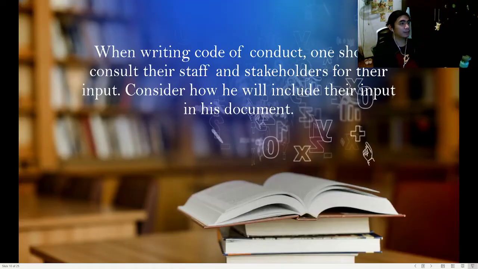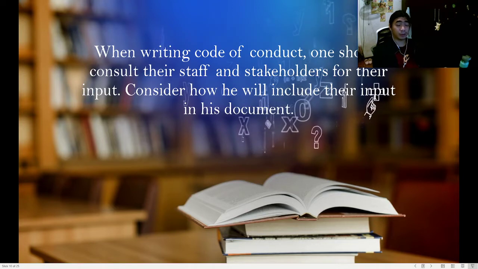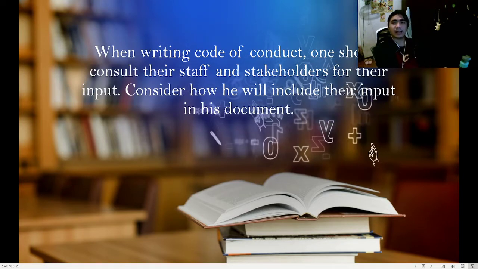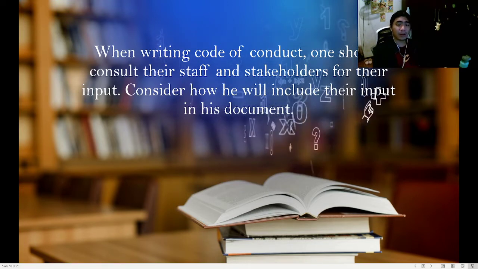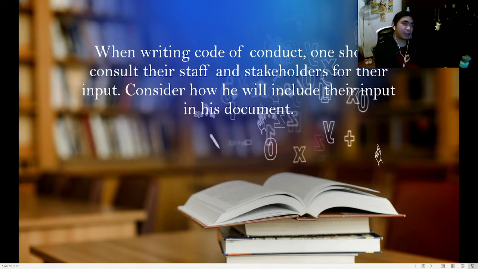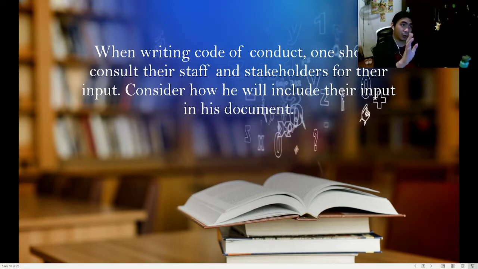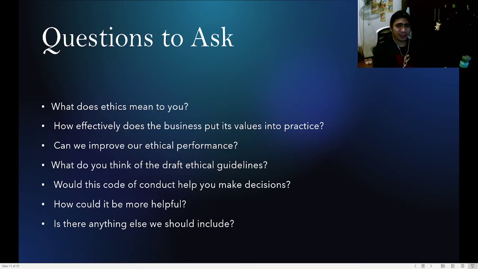When writing a code of conduct, one should consult their staff and stakeholders always. You should have an understanding of what our clients, what our consumers want, rather than us saying, what do I want? Because at the end of the day, what will determine the trajectory of your business will not be yourself alone, but also the needs and wants of your consumers or your stakeholders. So what are the questions that you will have to ask when you're creating these things, or when you are asking your stakeholders?